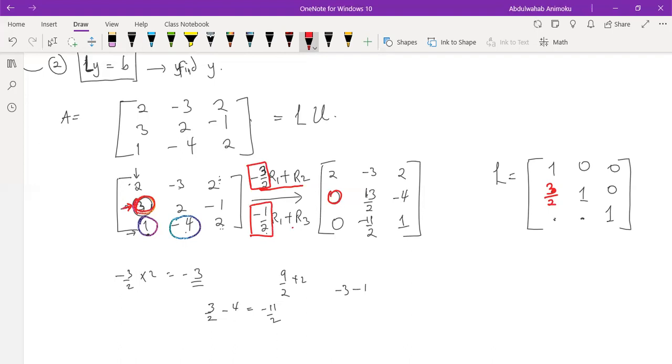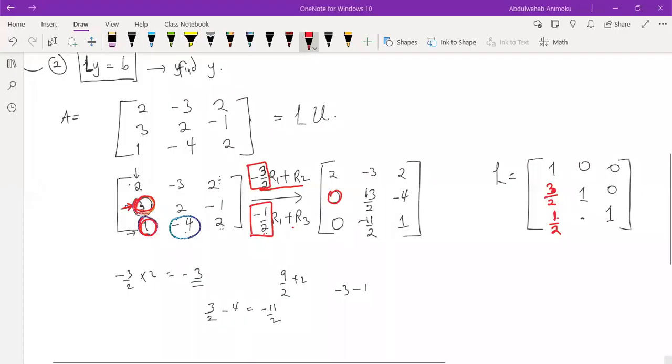Now, what happens to this other one? This elementary row operation is affecting this value 1. So it's going to change this as well. So we take the opposite of minus 1 over 2, and that gives us 1 over 2. Right? Okay. So what do we do next? Basically, what we do next is we look at the next row operation, okay?